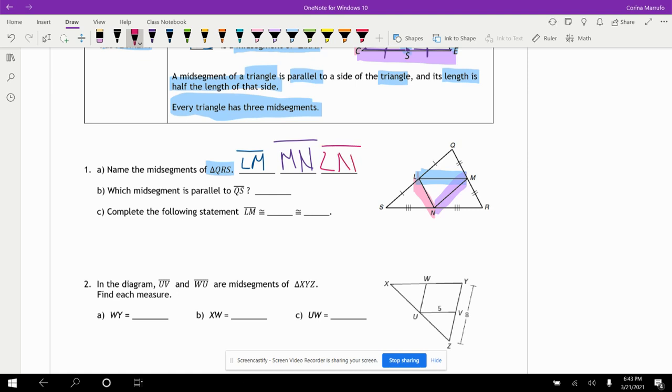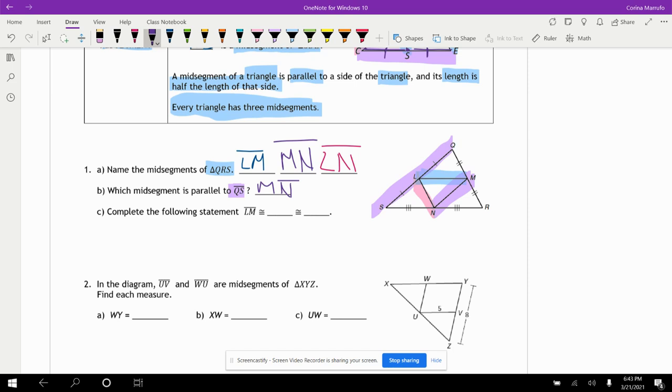So LN. Okay. Then it says which segment is parallel to QS. Okay, so here is QS, and then here's MN. It is parallel to MN. So the parallel line to QS is MN.